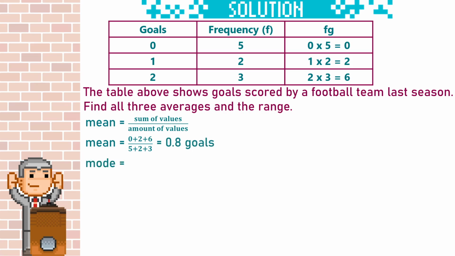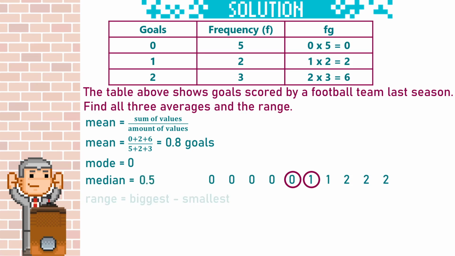The mode is the most common number. Our highest frequency is 5. This tells us that there were 5 matches where no goals were scored. The mode will be 0. To find the median, we can list our data out and find the middle value. There is a 0 and a 1 in the middle, so the median will be halfway, which will be 0.5.